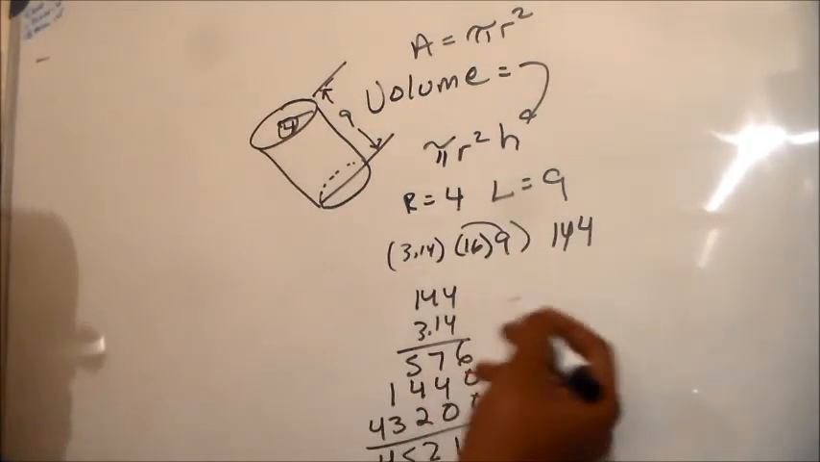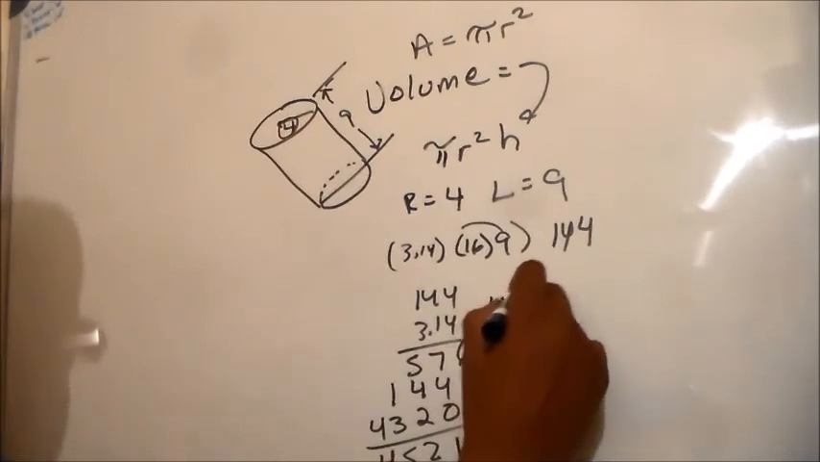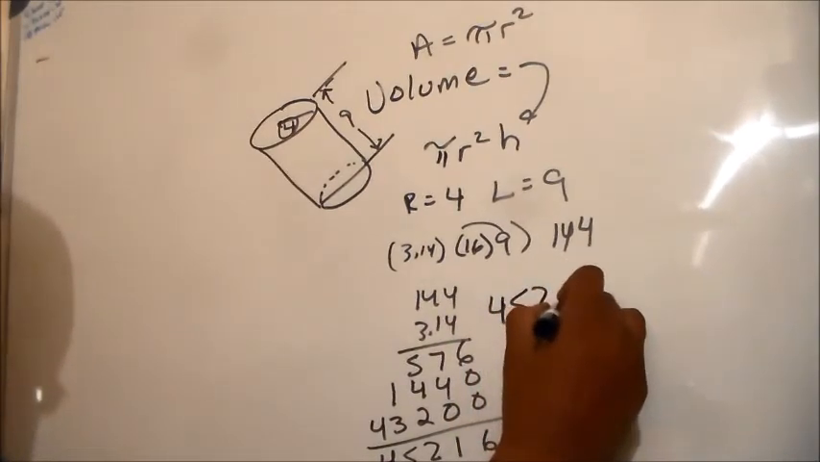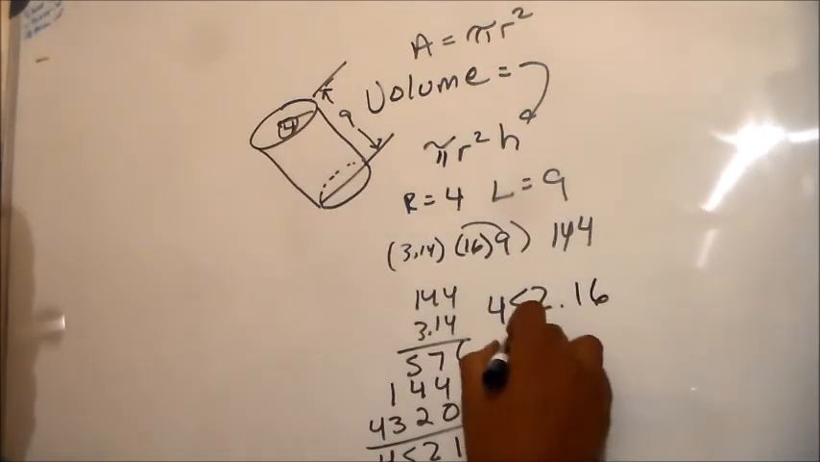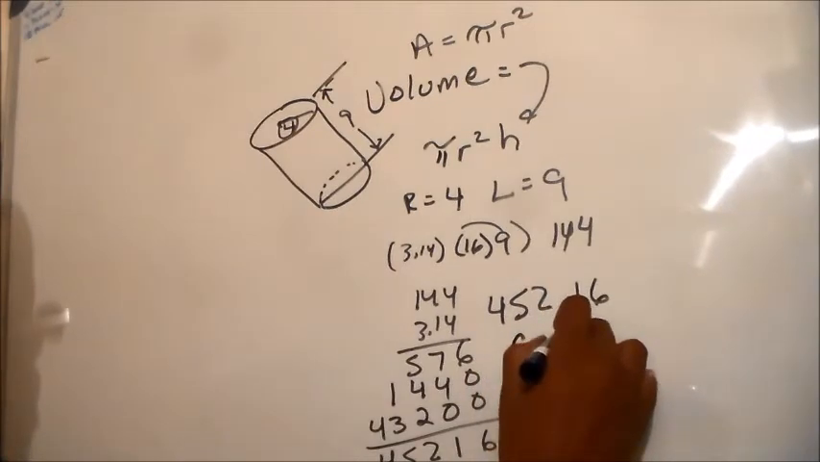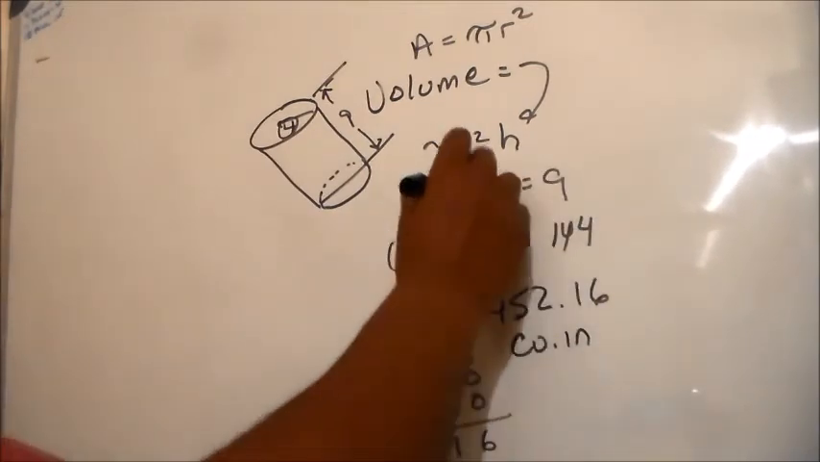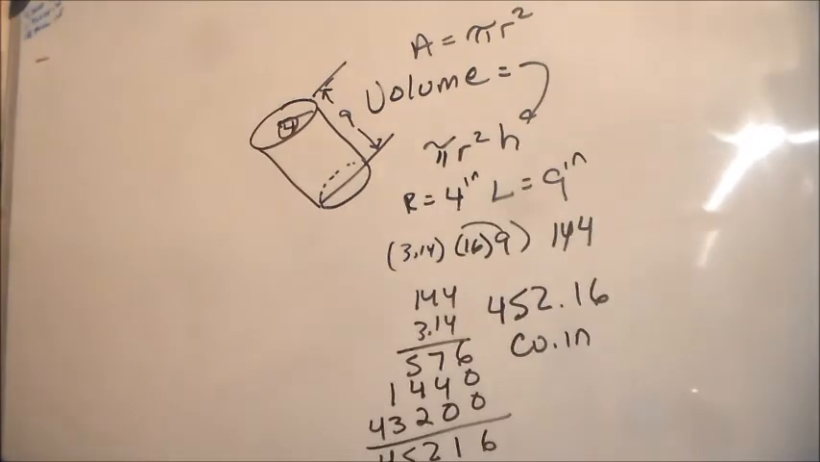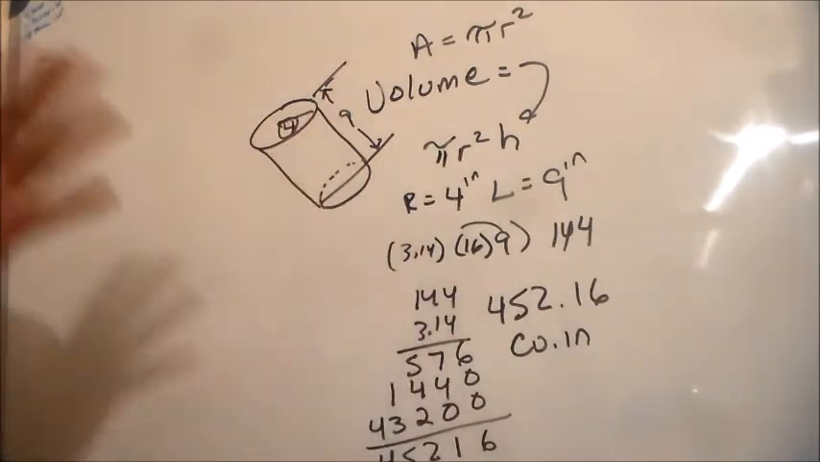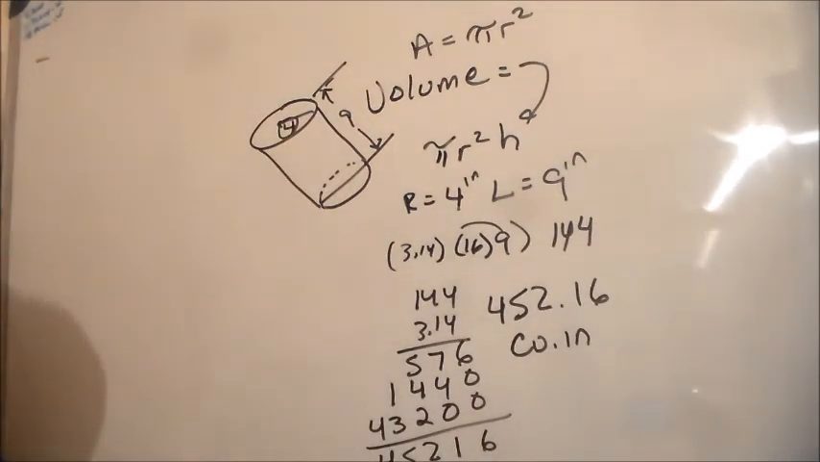Alright, and our answer after we multiplied that was 452.16 cubic inches. These were inches, I'm sorry. The units are going to be the units, but the math is going to work out to what it's going to be. But 452.16 cubic inches is what that comes out to be.